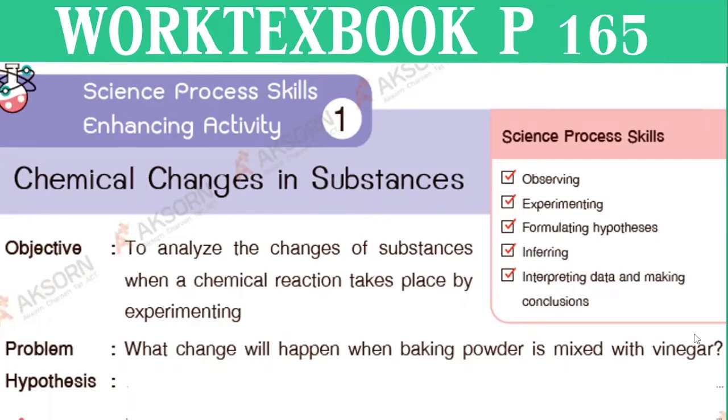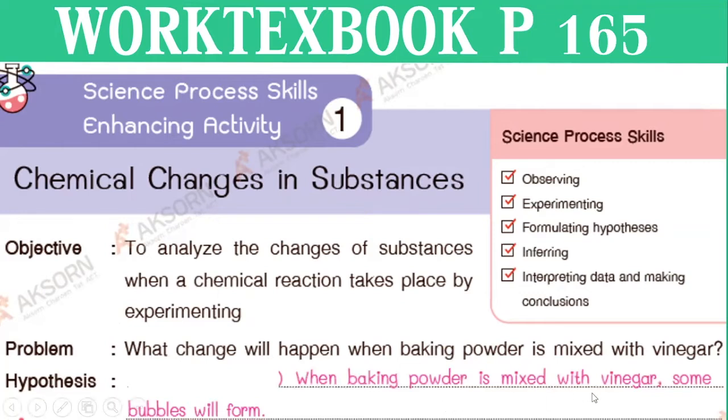Our objective for today is to analyze the changes of substances when a chemical reaction takes place by experimenting. Our problem: what change will happen when baking powder is mixed with vinegar? If you don't know, I think you will have a lot of fun today, because when baking powder is mixed with vinegar, some bubbles will form. So our hypothesis for today: when baking powder is mixed with vinegar, some bubbles will form.